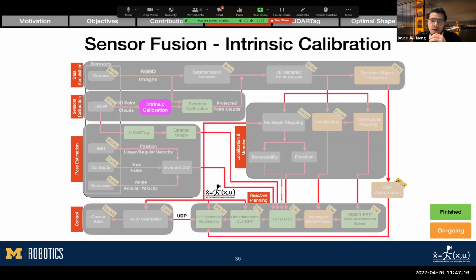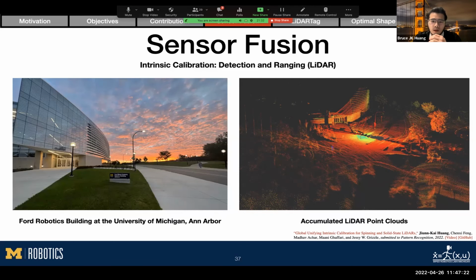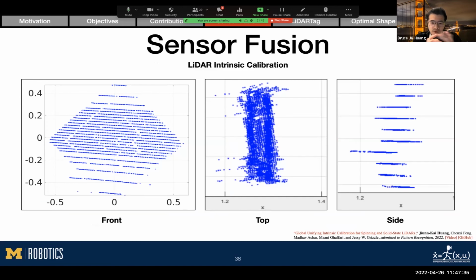The second topic is the Lidar intrinsic calibration, as indicated in the pink block. On the left is an image of the robotics building, and on the right is the accumulated Lidar point clouds. If we look from a larger scale, everything looks pretty and accurate. But if we zoom in, as we just showed, there is noticeable systematic error. So I turn my attention to Lidar intrinsic calibration to see where I can improve the literature.